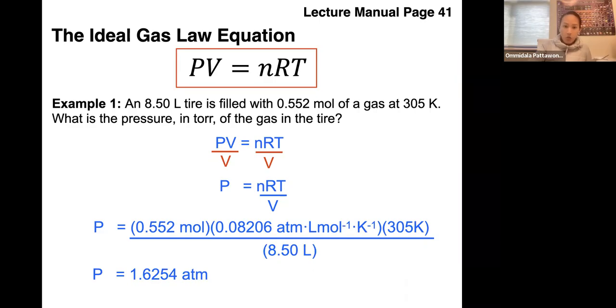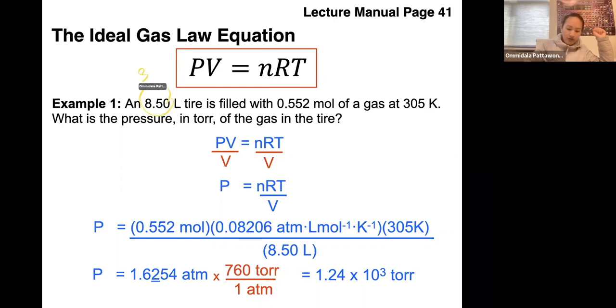So is this our final answer? The answer is no, because the question asks for torr. So in this case, you will need to convert from atm to torr. According to our first lecture, 9.1, we know that there are 760 torr in 1 atm. So you are going to get 1.24 times 10 to the 3rd torr for the pressure. All of these are 3 sig figs, so 3 sig figs is what limits the number of sig figs in the final answer. So let's take a look at the next one.